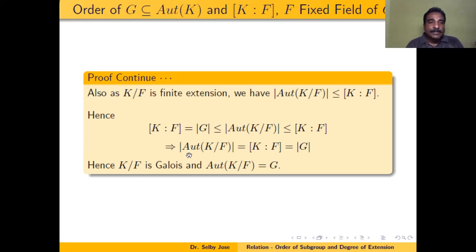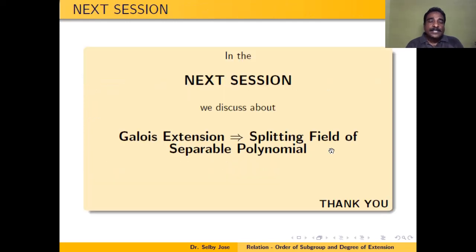Because of this equality, the number of elements in the automorphism group of K over F is equal to the degree of extension K over F, therefore by definition K over F is a Galois extension, and the Galois group, the automorphism group of K over F, is the same as G. That means G is the Galois group of the extension K over F. That's the end of the proof.